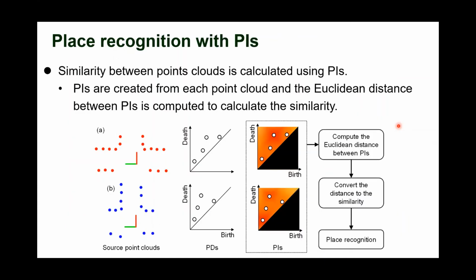In the place recognition method with the persistence image, the persistence diagrams are generated from their point clouds. Then, the persistence images are generated. Finally, the Euclidean distance between the persistence images is computed, and its similarity is calculated. And this similarity is used to recognize the places.